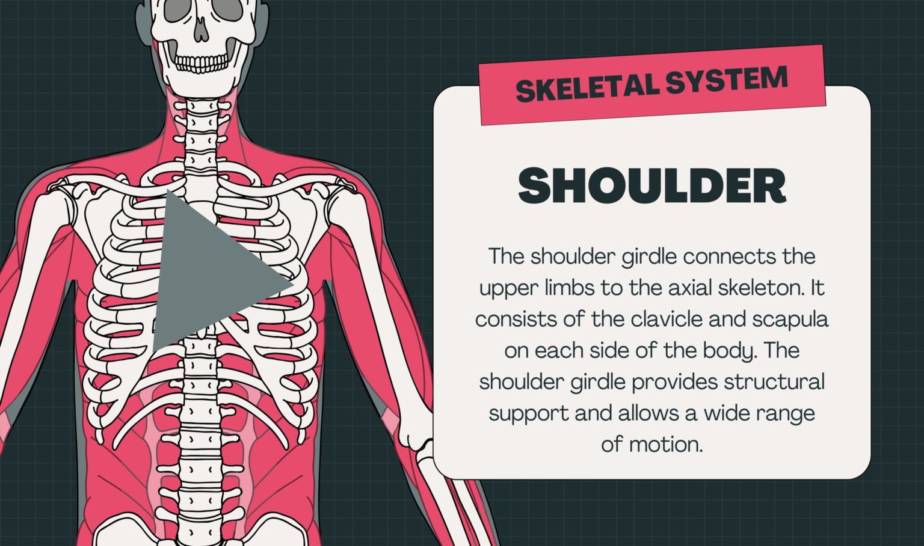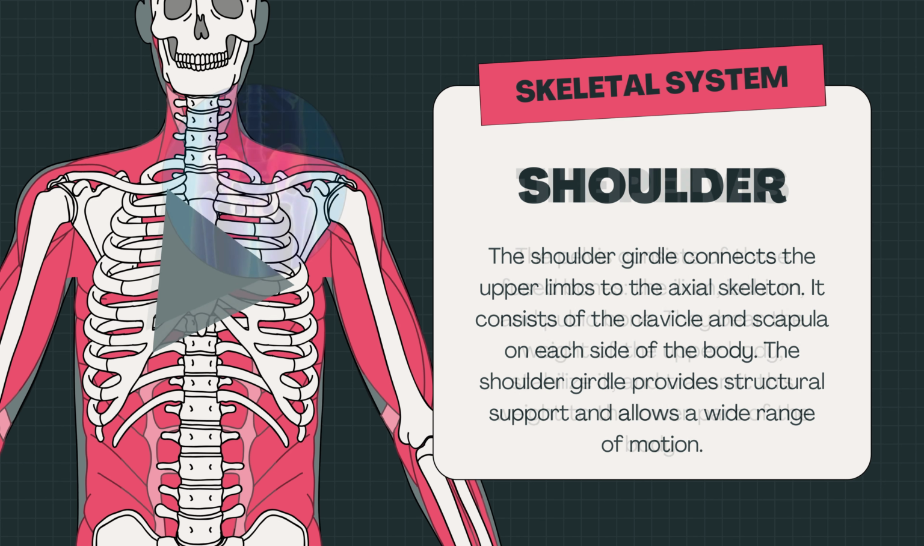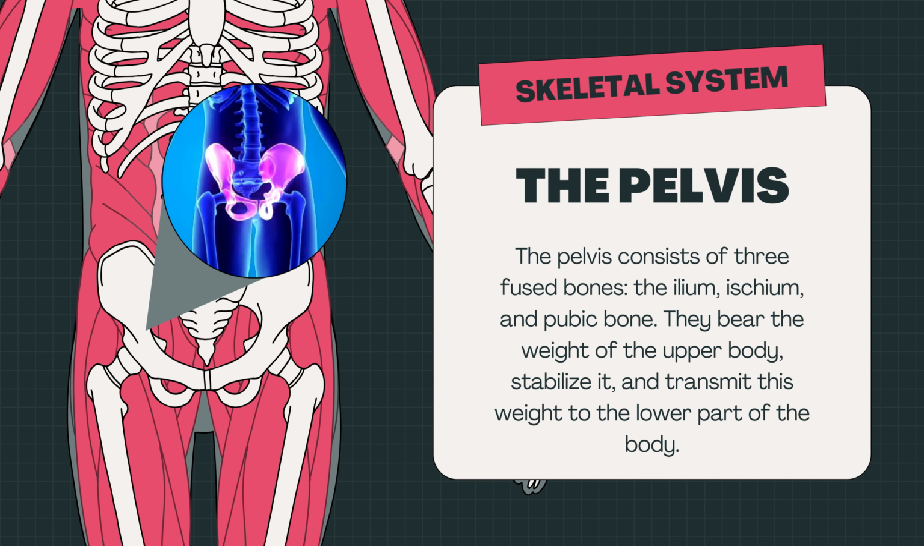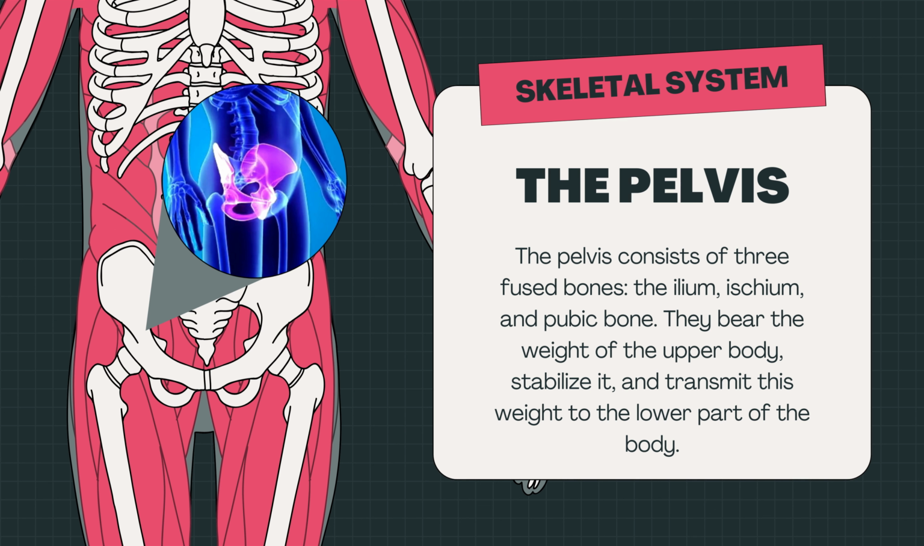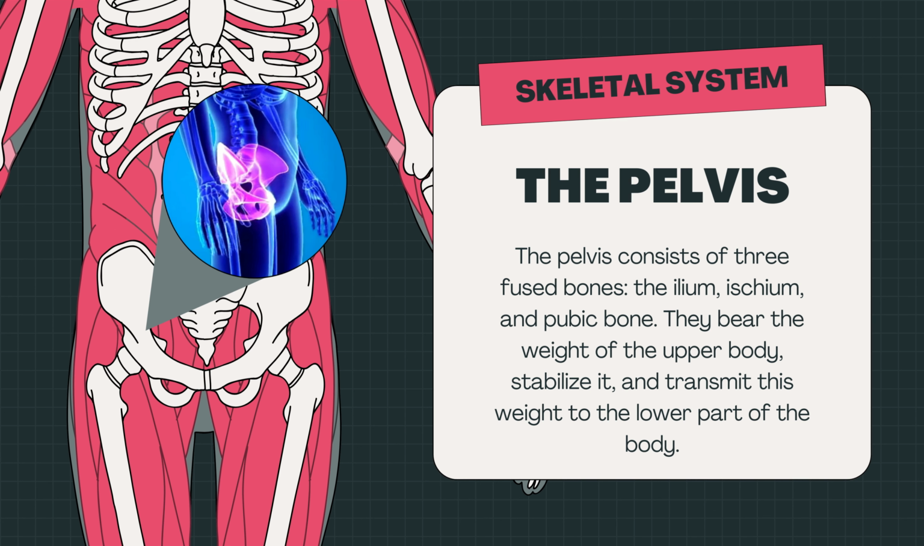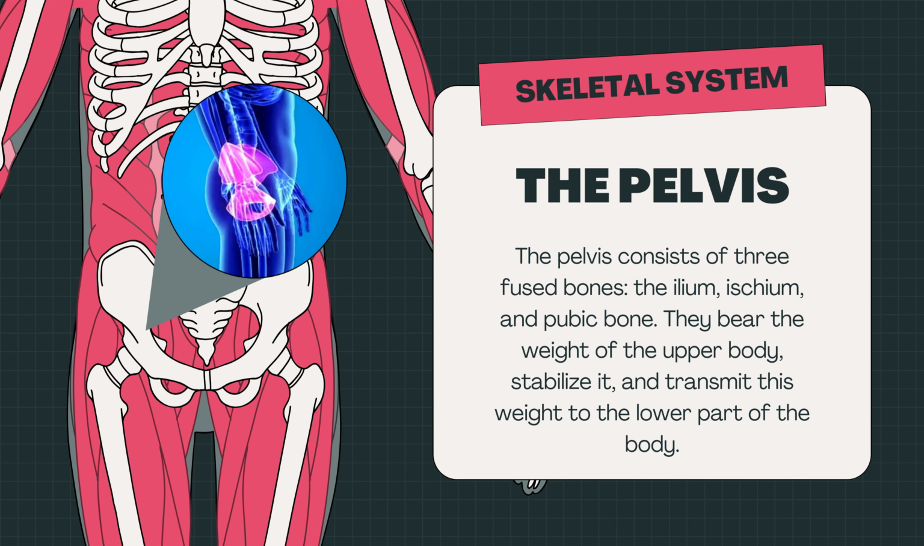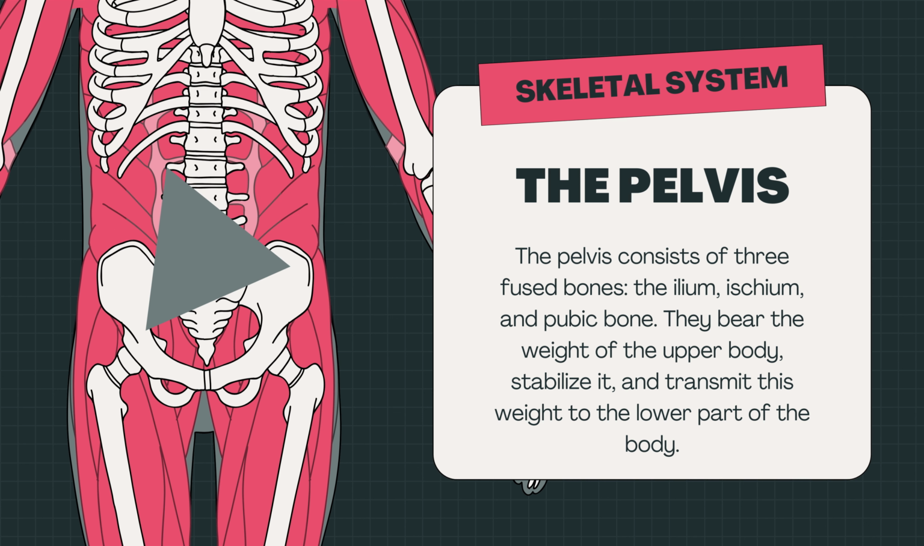Lastly, the pelvic or the waist girdle. The pelvic girdle consists of three flat bones that are fused together. They are called the ischium, the ilium, and the pubis. The two halves of the pelvic girdle are joined with a fissure called pubic symphysis.